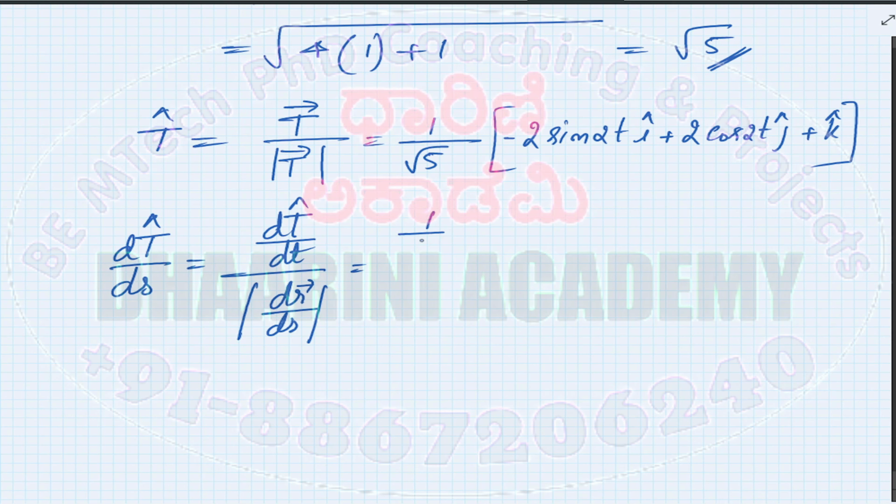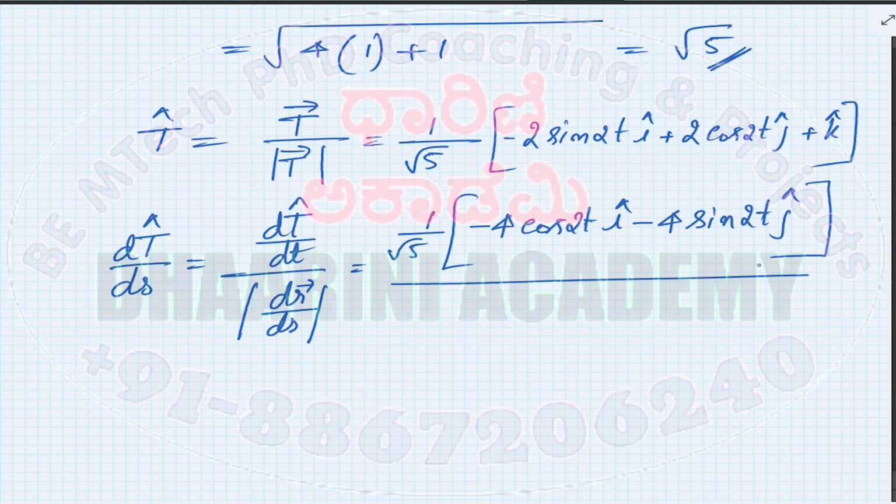So that is 1 by root 5, you keep as it is. Differentiate the above function once again. So minus 2 as it is. Sine 2t differentiation is 2 cos. So this is minus 4 cos 2t into i cap. So cos becomes minus sine. So minus 4 into sine 2t into j cap. So k has constant 1 over there, differentiation becomes equal to 0.